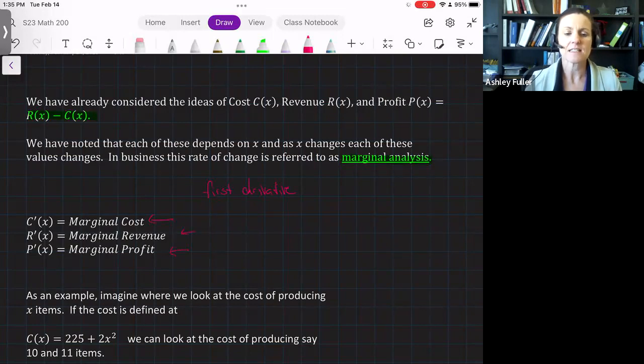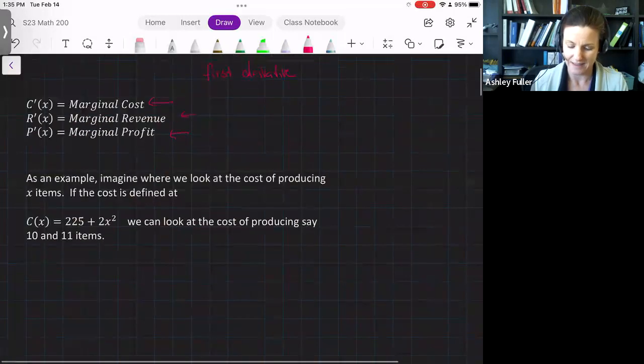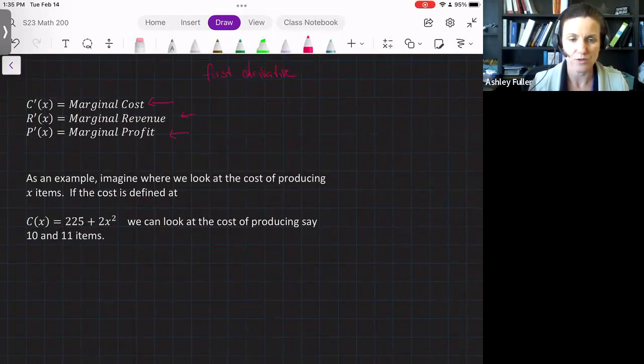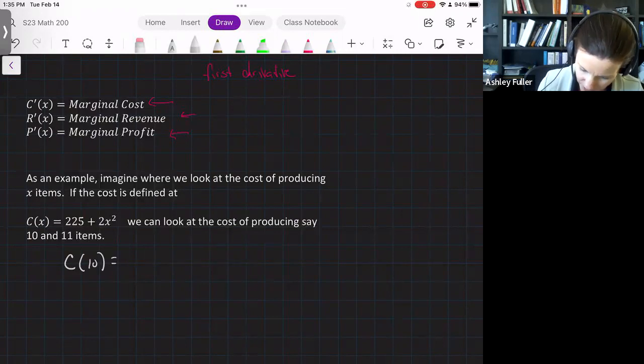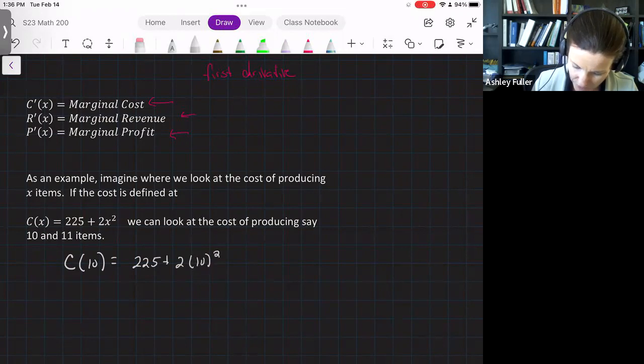As an example, let's consider where we looked at the cost of producing X items. If we imagine that we have a cost defined as 225 plus 2x squared, we can look at the cost of, say, producing 10 items and, say, producing 11 items. If I want to calculate the cost of producing 10 items, I'm going to plug 10 into the equation, and I get 225 plus 2 times 10 squared, which is going to result in $425 to produce 10 items.